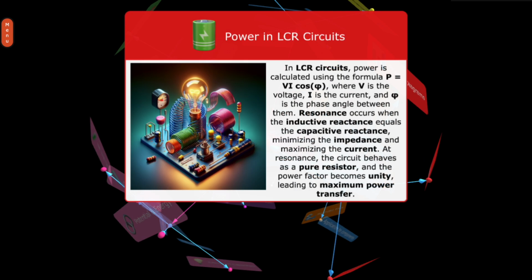In LCR circuits, power is calculated using the formula P equals V I cos phi, where V is the voltage, I is the current, and phi is the phase angle between them. Resonance occurs when the inductive reactance equals the capacitive reactance, minimizing the impedance and maximizing the current. At resonance, the circuit behaves as a pure resistor, and the power factor becomes unity, leading to maximum power transfer.